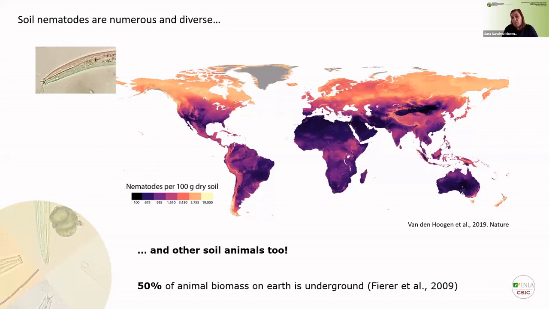And they are not alone, because other soil animals are extremely abundant too, such as mites, collembola, and so on. Some estimates say that 50% of animal biomass on Earth is underground.